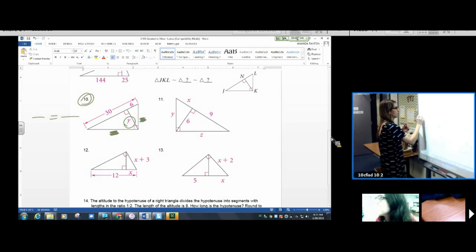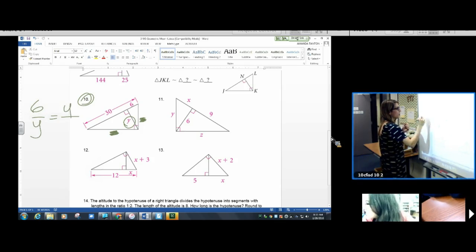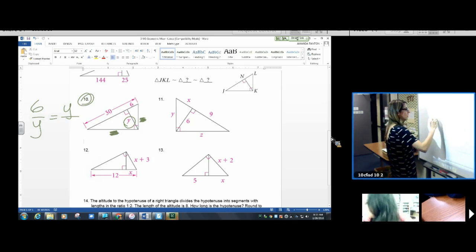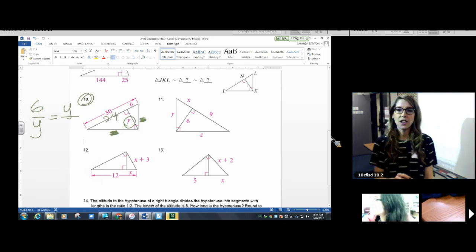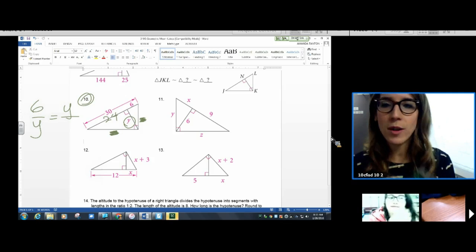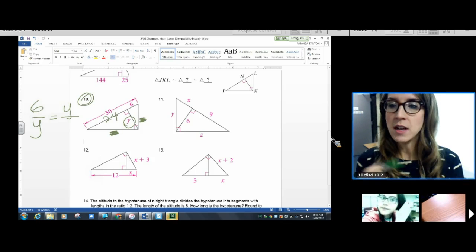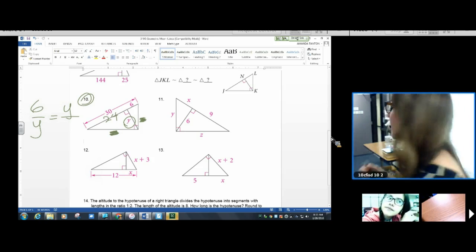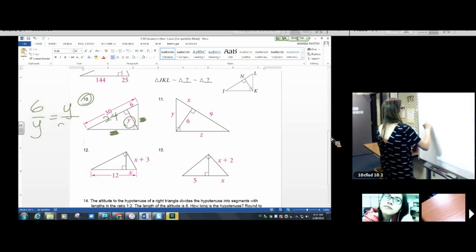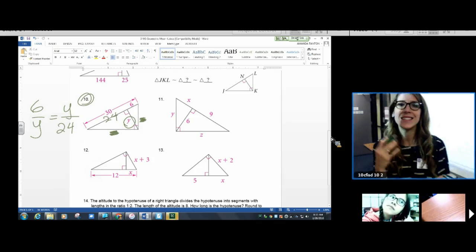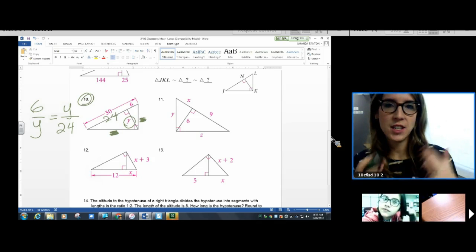hypotenuse part 1 over the altitude equals the altitude over hypotenuse part 2. Now I need to be careful. I don't use 30 and 6. That's not hypotenuse part 1 and part 2. No, it's not. 30 is the hypotenuse, and 6 is one of the parts. So I did need to do some subtraction, and I needed to get the 24. So the altitude, y, is the geometric mean of 6 and 24.